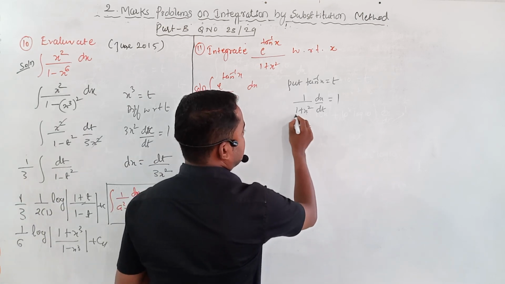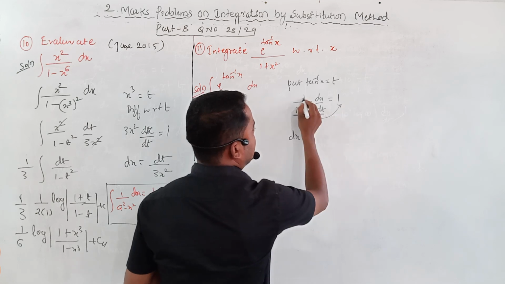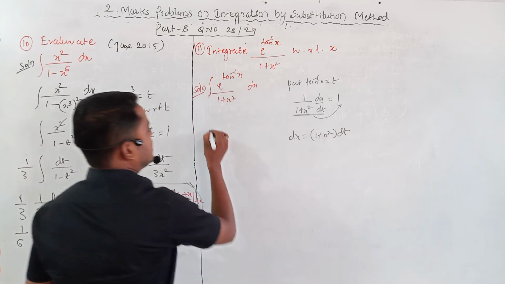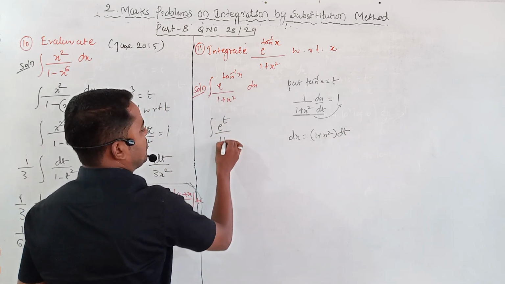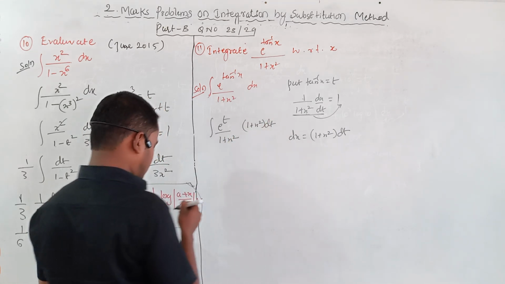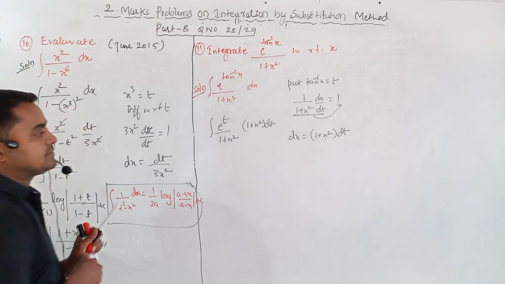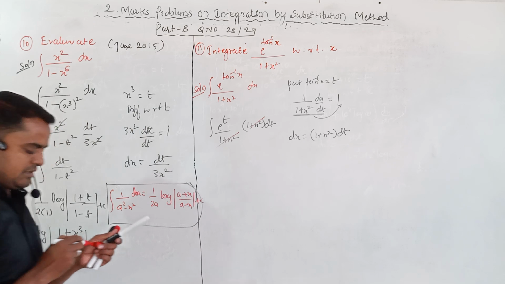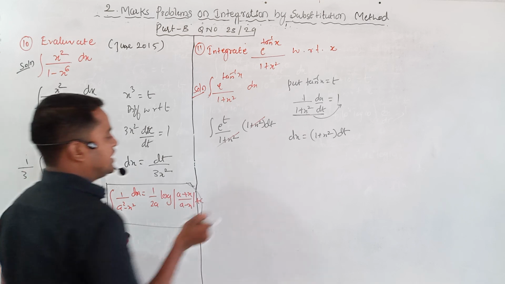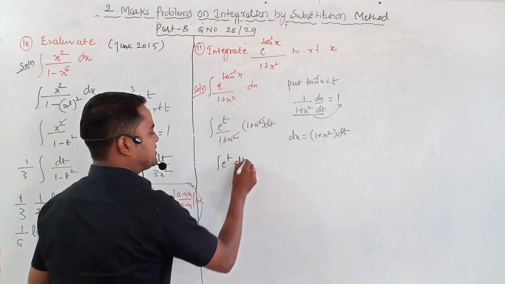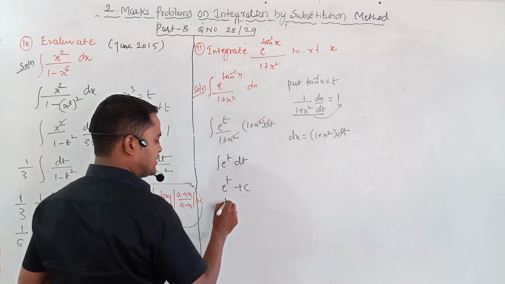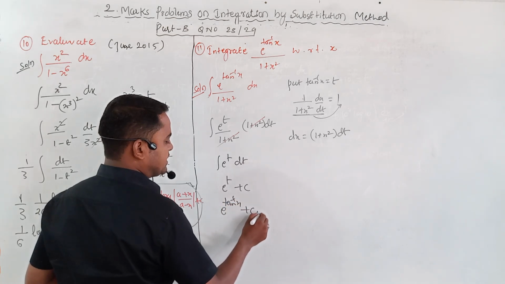dx is equal to this term, cross multiply here: dx is 1 plus x square dt. Now e raised to t divided by 1 plus x square dx means what? 1 plus x square dt. Now 1 plus x square gets cancelled. Now the integration of e raised to t dt is nothing but e raised to t plus c. Now e raised to t means what? Tan inverse x. So e raised to tan inverse x plus c. This is the final answer.